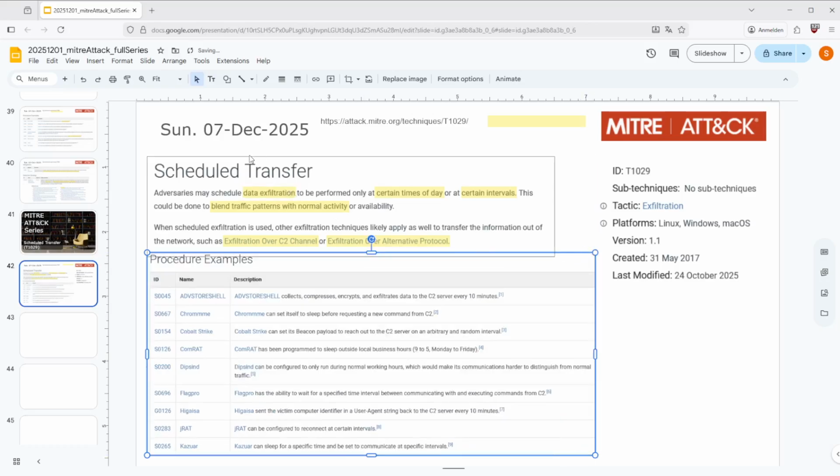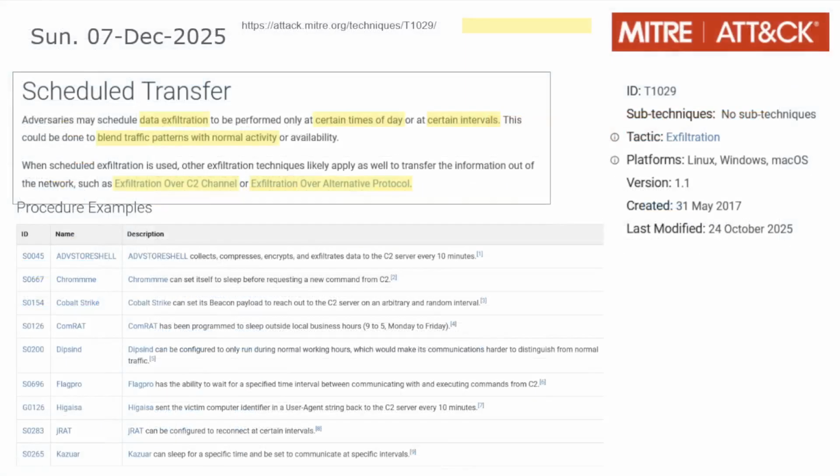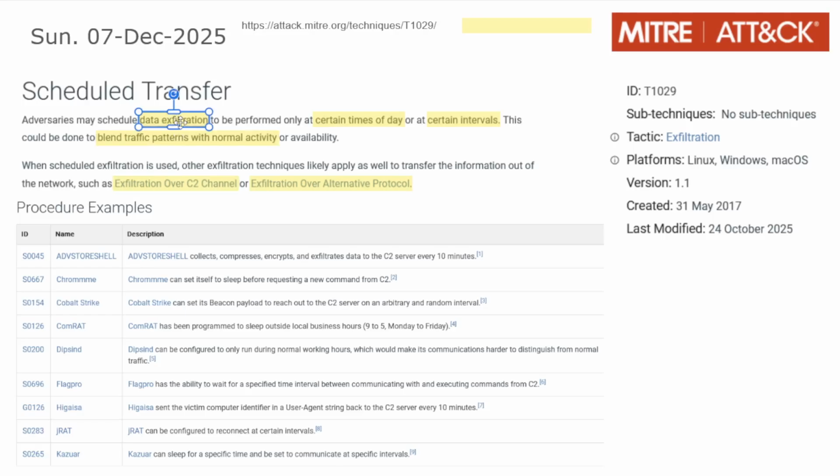So that's already it, the description is fairly short. Now let's take a look at some of the procedure examples. Also, let me switch into the reading mode so that you guys can see better. Let's see if we can find some common names. Cobalt Strike is a common name for sure.